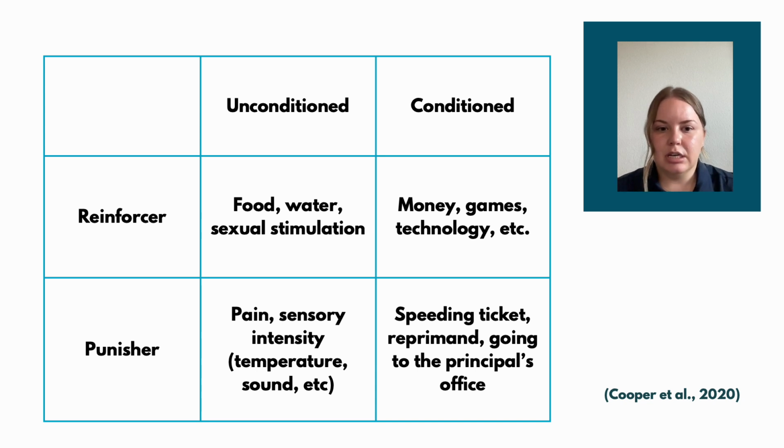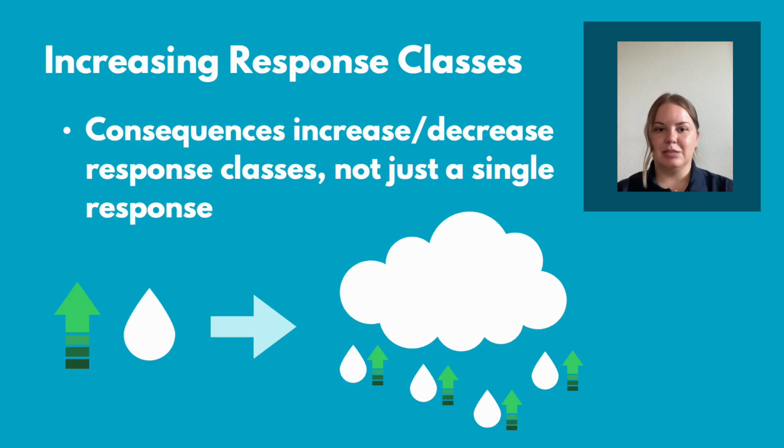An unconditioned punisher is going to be things that, again, innately we're born with, and those are going to be things like pain, sensory intensity, like it's too hot, it's too loud. Those can serve as punishers, and again, they're unconditioned because we're born with them. Conditioned punishers could be things like a speeding ticket, reprimand, going to the principal's office. Again, things that are learned, but that decrease the future occurrence of behavior. We've talked about response classes with our little cloud and our raindrops. So we've got that bigger cloud and we've got the little responses under it that serve certain functions. So consequences increase or decrease response classes, not just a single response.